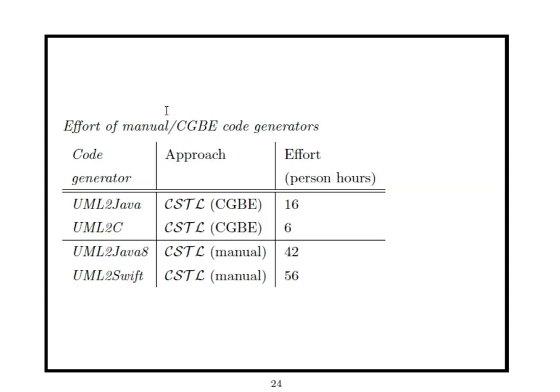If we compare these to manually coded translators, well, we wrote manually some CSTL translators from UML to Java 8 and from UML to Swift for the generation of mobile applications. And these took quite a substantial amount of time, but using the CGBE approach, the amount of time was substantially reduced for code generators of similar complexity.